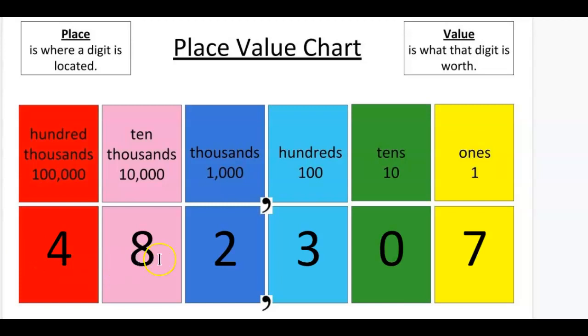In the 10,000s place, the value is 10,000. So I have put digits on our place value chart. And just a reminder that if I read this number, I read it as 482,307. When I come to a comma, I read that place value's name. Now we're not going to say 307 ones. We do have 307 ones, but we would just read it as this number, 307.